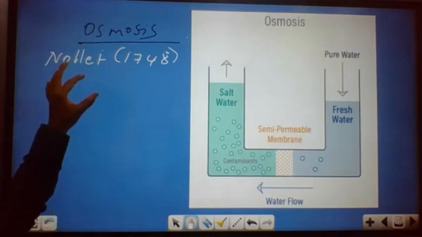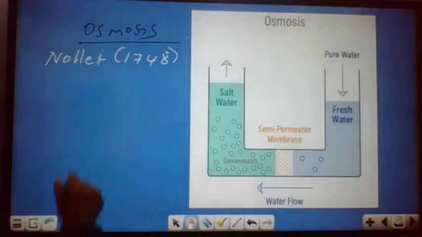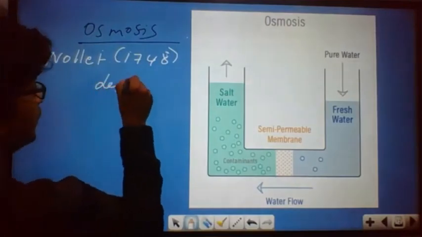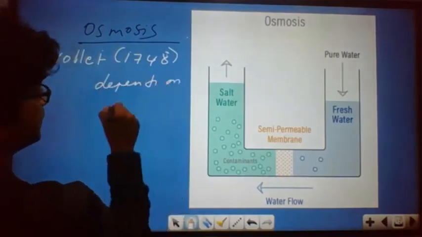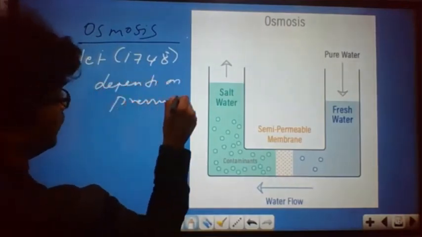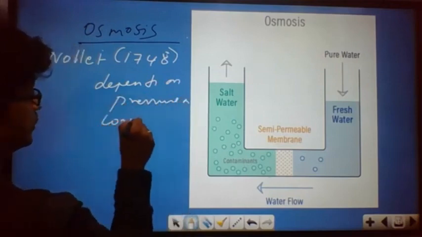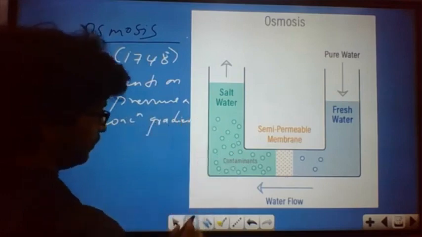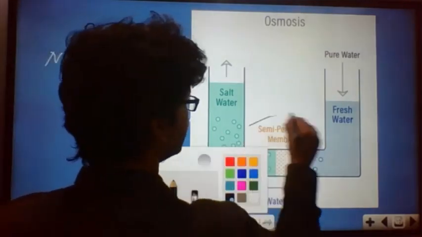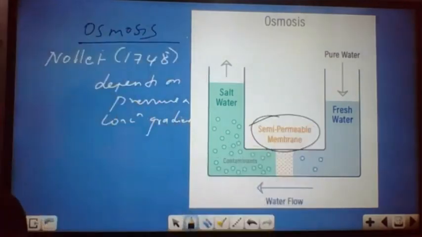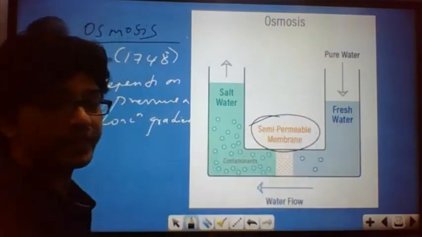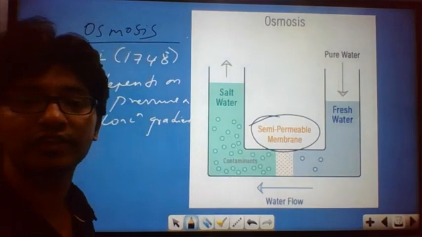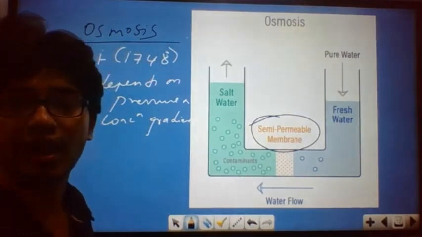Osmosis is a passive type of transport. It depends on the pressure gradient and the concentration gradient, and it occurs by means of a semi-permeable membrane. You can see the semi-permeable membrane here, with salt water and fresh water. So can you tell me the mechanism of reverse osmosis? We call it RO water.